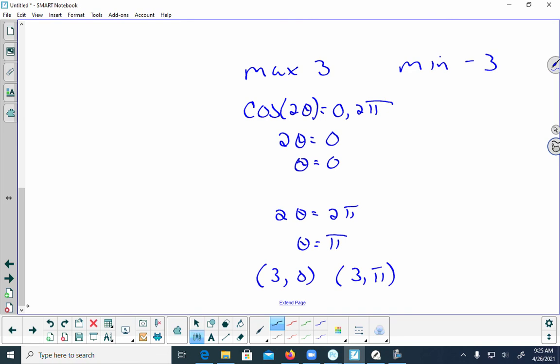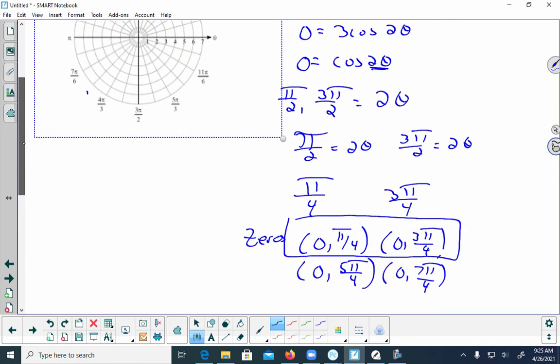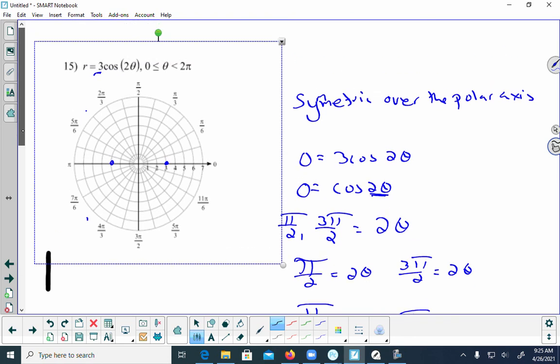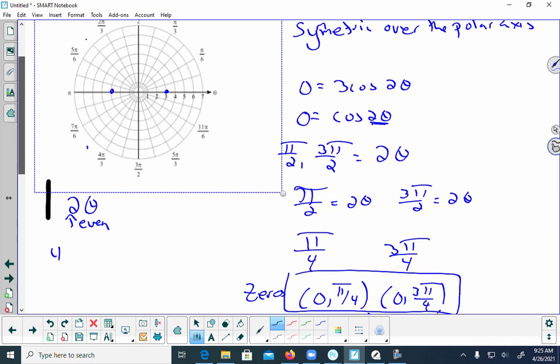So (3, 0) would be here. (3, pi) would be here. Then I'm going to go up and ask myself, how many petals do I have? Well, 2 theta is the number that's inside. 2 is even, which means I have twice as many petals, so I have 4 petals.